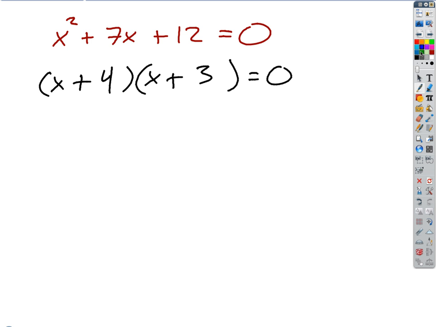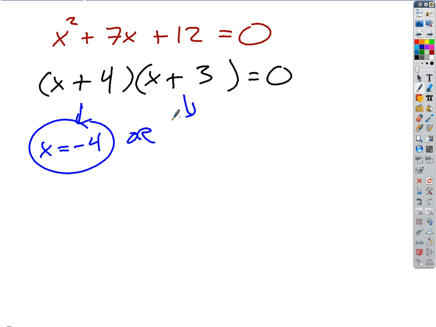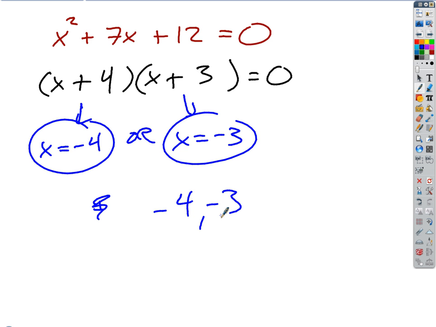So my solutions are going to be x plus 4 equals 0 when x is -4. Or x plus 3 equals 0 when x is -3. So in Moodle, I would just say, oops, sorry, that's right, yeah. I would just say -4, comma, -3, or -3, comma, -4. Make sense? Okay.